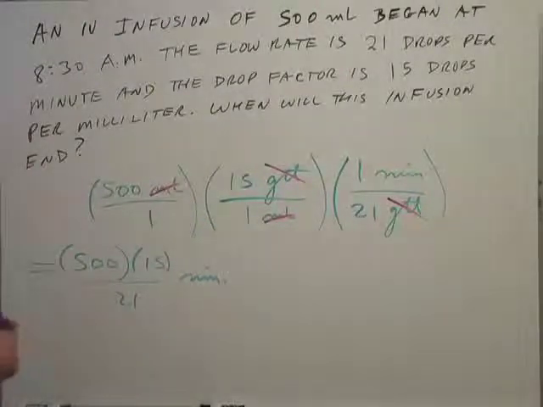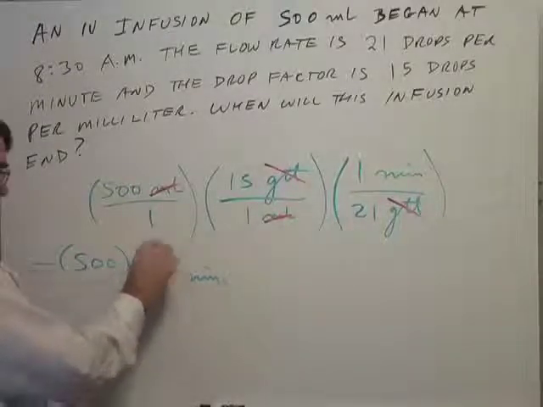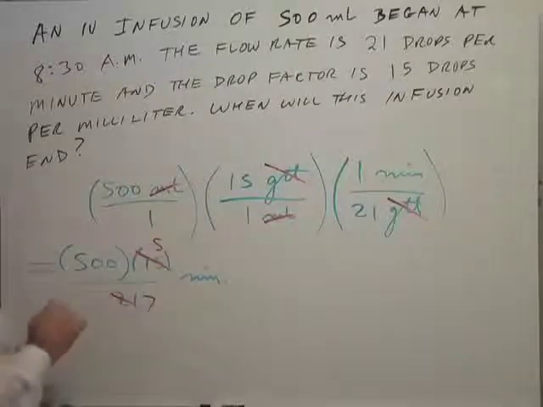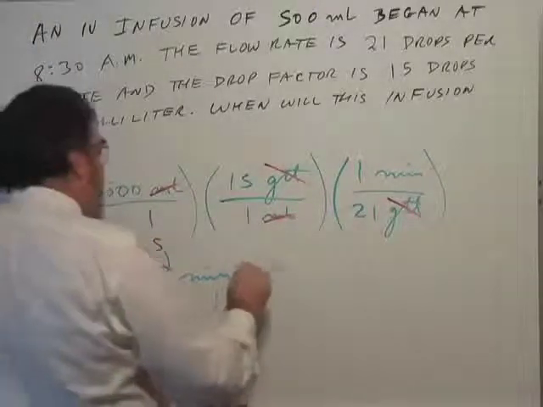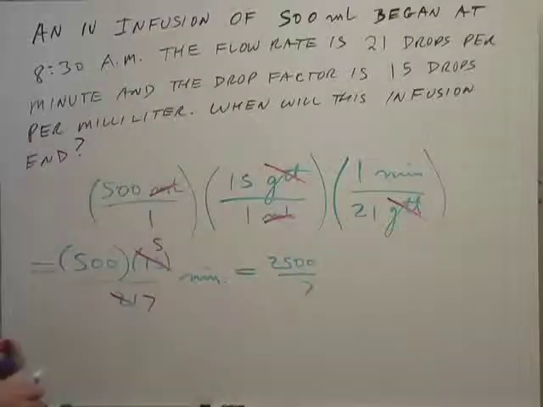And we can do a little simplifying here. I'll divide 3 into 15 and 3 into 21. So I have 5 over 7. So let's see, 5 times 500 is 2,500 over 7. And let's see, how will 7 go into the 2,500?